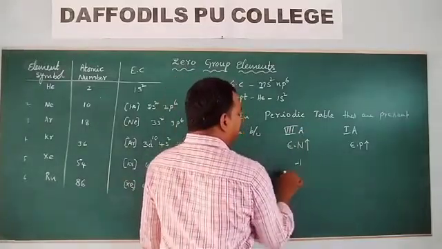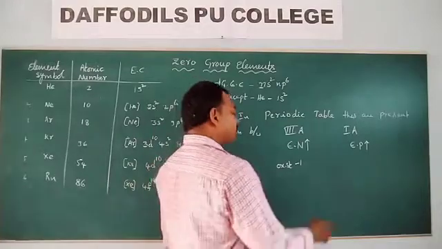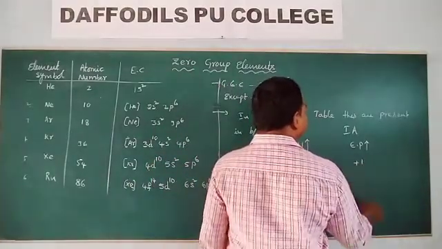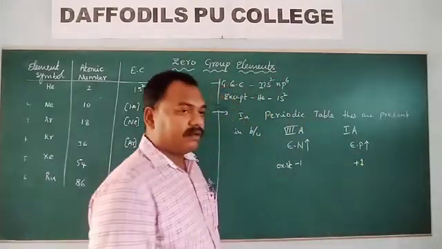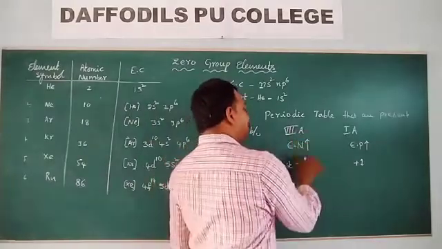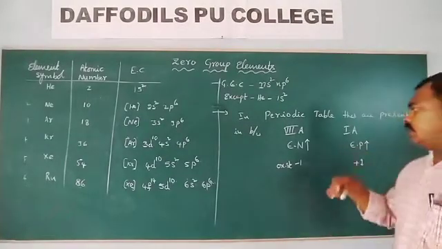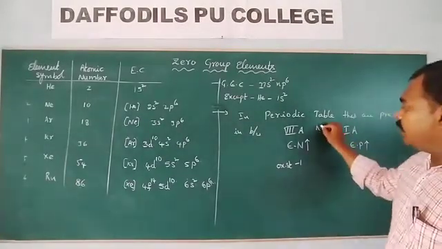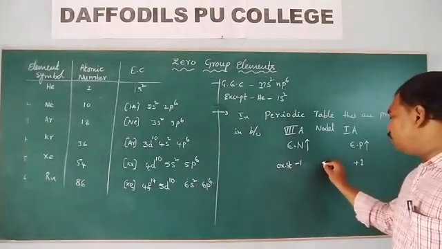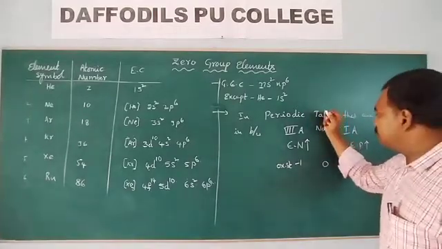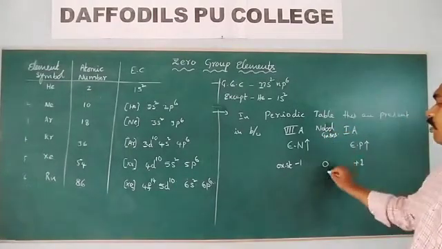7th A group elements' stable oxidation state is -1. First A group elements' stable oxidation state is +1. Okay. So here 7th A group elements have -1 oxidation state, and first A group elements have +1 oxidation state. Noble gases have zero oxidation state.